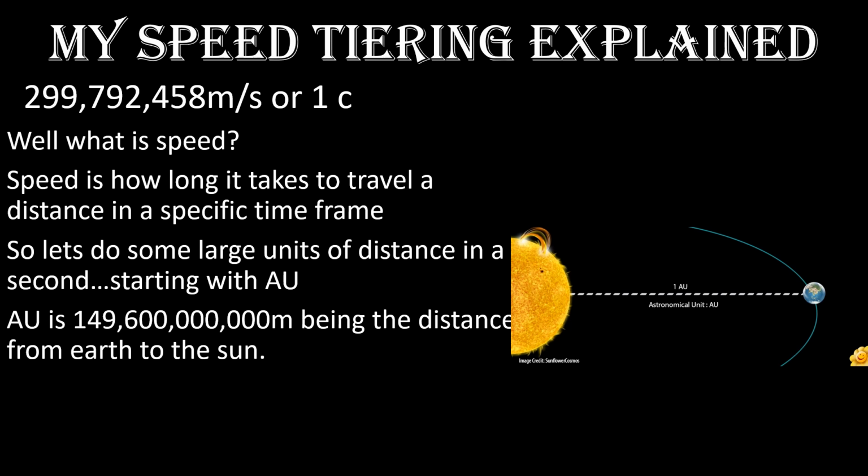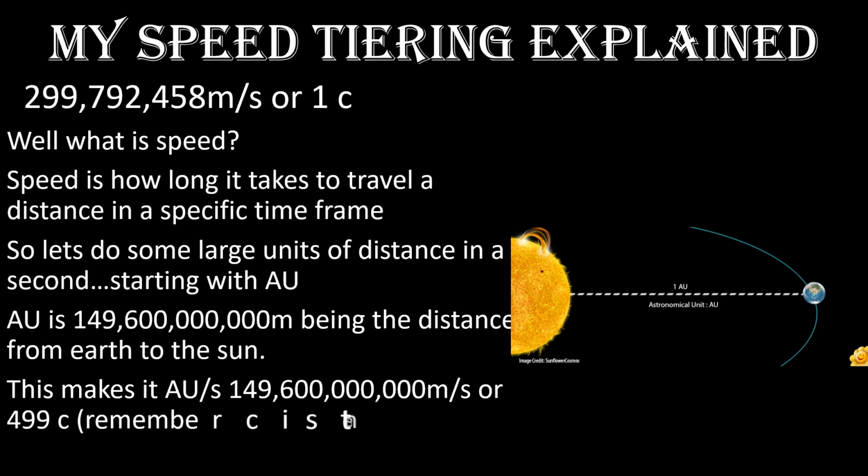149,600,000,000 meters, being the distance from Earth to the Sun. This makes it a u per second or 149,600,000,000 meters per second or 499 c. Remember, c is the speed of light.